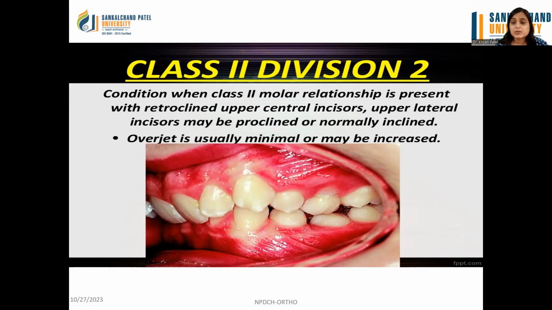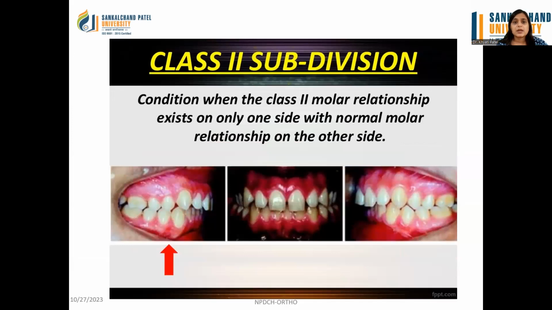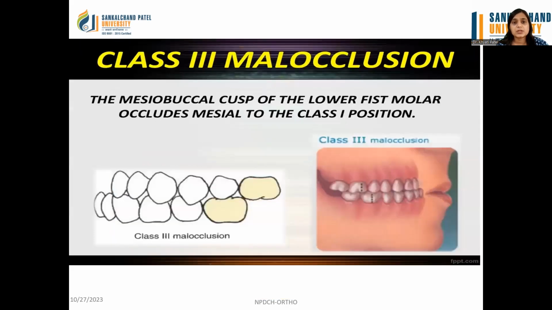Sometimes laterals are also retrocline, and there is a procline or normally inclined canine. And overjet is usually minimal and maybe decreased. Now we talked about class 2 subdivision. In any type of subdivision malocclusion, on one side there is a class 2 molar relationship and on the other side is a class 1 molar relationship. So it is called class 2 subdivision malocclusion.